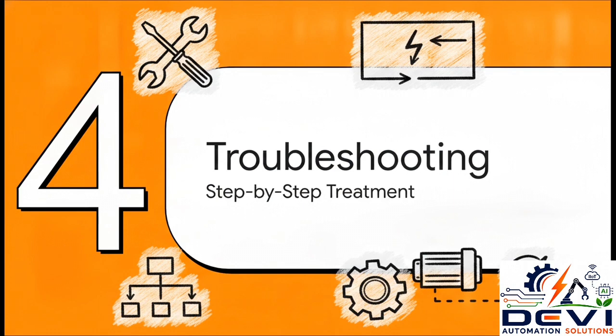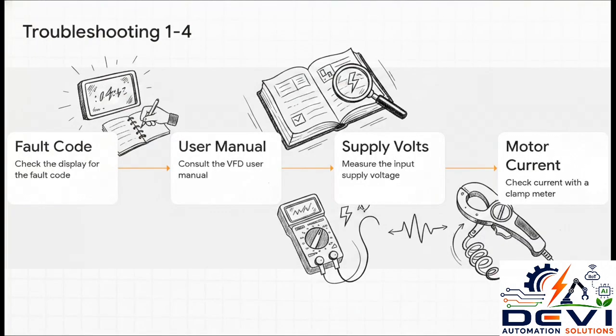Let's take all this theory and turn it into actionable step-by-step troubleshooting. Okay, your drive just tripped. What's your first move? First, check the fault code on the display. And please, I know it's tempting, but do not just hit reset. Write the code down.